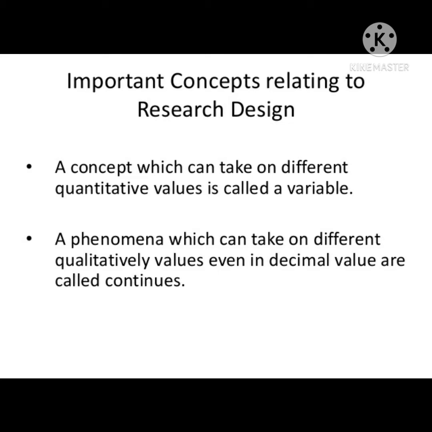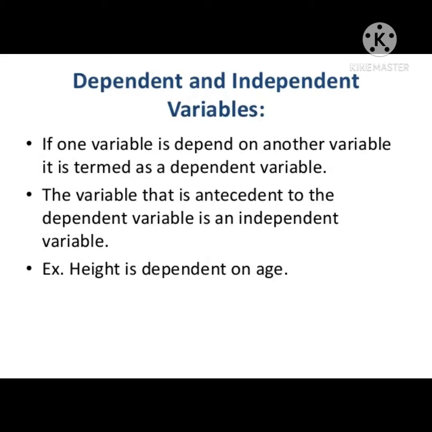A concept which can take on different quantitative values is called a variable. A phenomenon which can take on different quantitative values, even in decimal values, is called continuous. Dependent and independent variable. If one variable depends on another variable, it is termed the dependent variable. The variable that is antecedent to the dependent variable is the independent variable. Example: height is dependent on age.